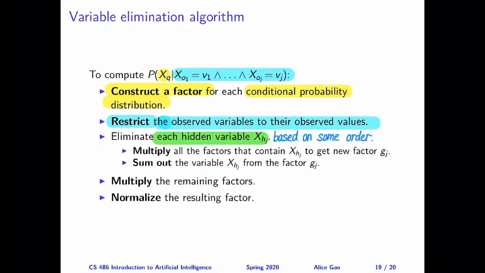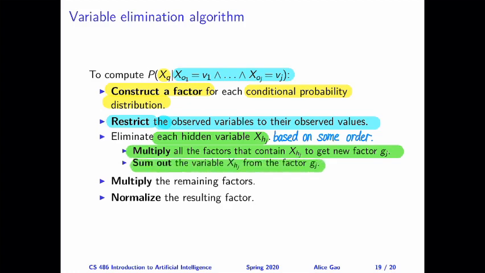Now for each variable in the order, what do we do? We look at the list of all of the factors and find those factors that have this variable in them, and we multiply all of such factors together. After doing the multiplication, we have one factor which contains the hidden variable that we're trying to eliminate, and all other factors do not have this hidden variable. So all we need to do is sum out the hidden variable from the single factor.